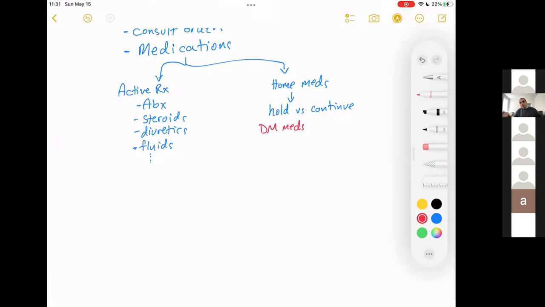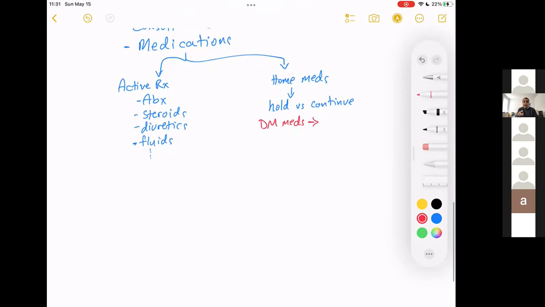Yeah. So most of the time when somebody shows up with metformin, just put it on hold, okay? Put it on hold. Instead, what are you going to do with the diabetes? How are you going to treat their diabetes? Sliding scale. So again, that's another talk. By the way, we can talk about managing diabetes in the inpatient setting, because I think it gets confusing.